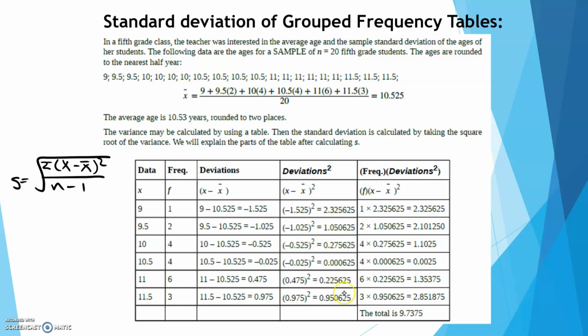So what I need to do is take this column here and multiply by the frequency of that data value, and then it says add them all up right here. So you get this number. Then I can take this number and divide by n minus 1. Well, then I need to figure out how many data values I have. What you can do is come to your frequencies and add up all these numbers right here, which there are 20 numbers there once you add them all up. So then I can come over here, plug in this 9.7375, divide by 20 minus 1.